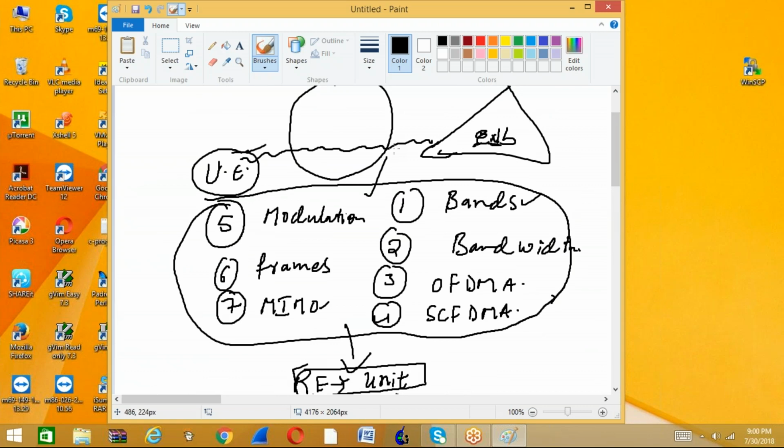So which parameters? What is the band you're using? How much bandwidth are you using? What is OFDMA? What is SC-FDMA? What is modulation? What are the frames we have? What is the MIMO we have? All these are the basic challenges we have in the base station.